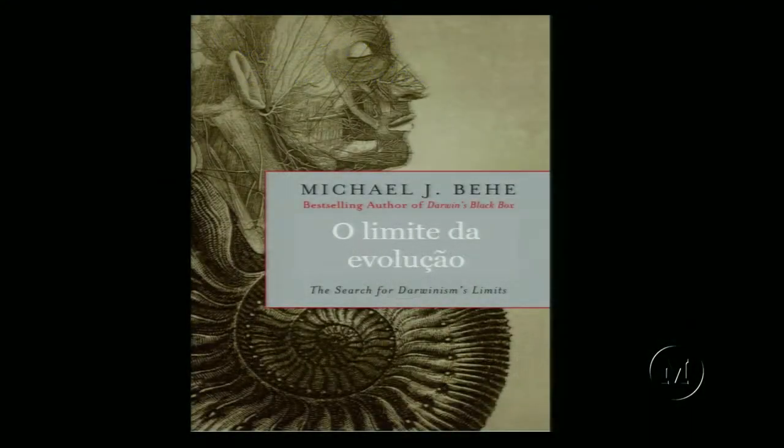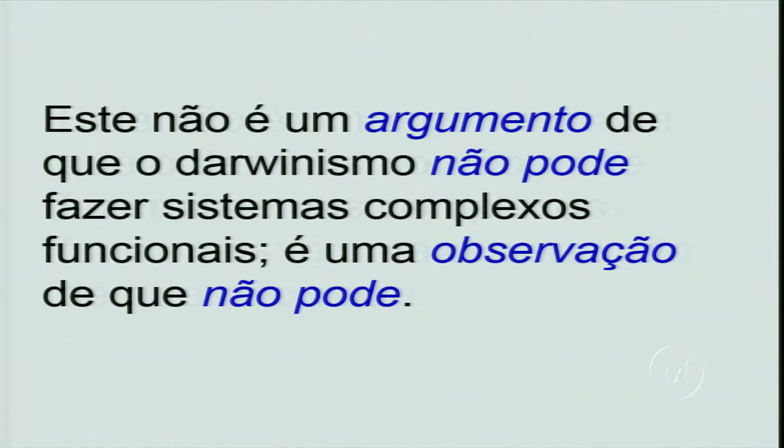So the results here, this is not an argument that Darwinism cannot make complex functional systems. This is an observation that it does not. I'm not arguing. Nature could have done anything it wanted to, and the only thing it could do in 10 to the 20th power attempts was to get 2 amino acid changes. That's an observation. It's not an argument.